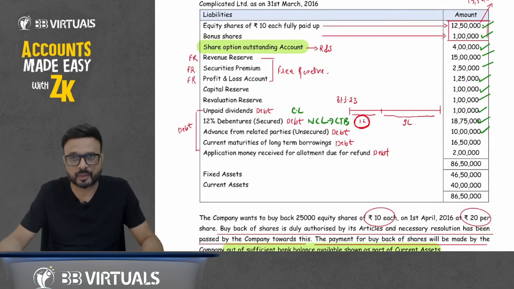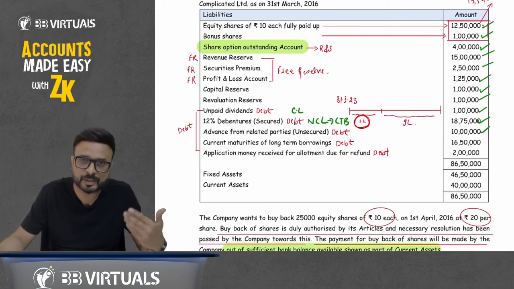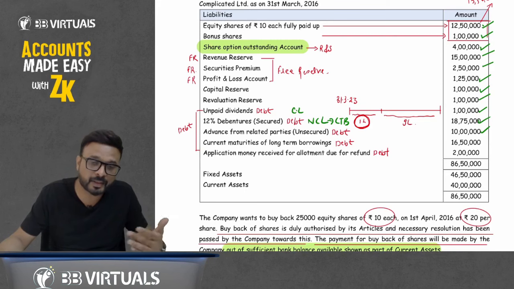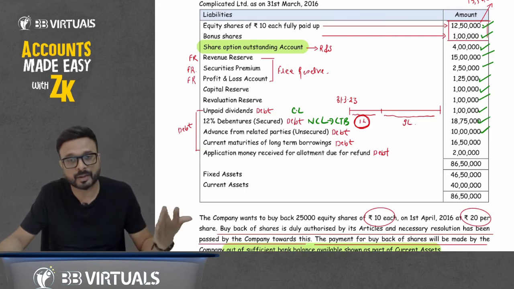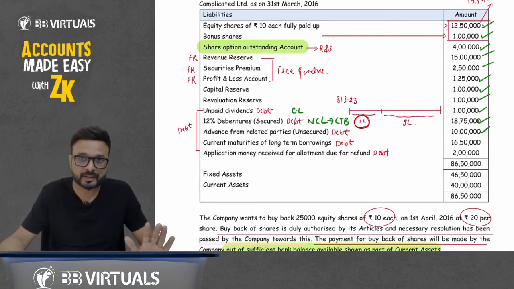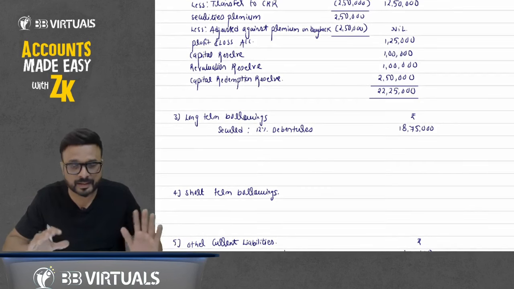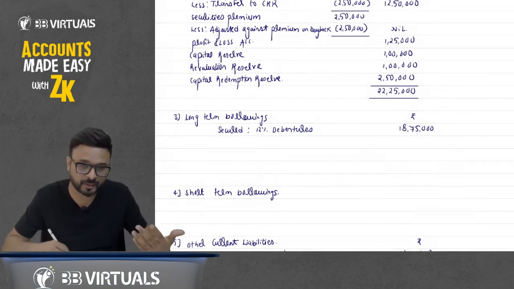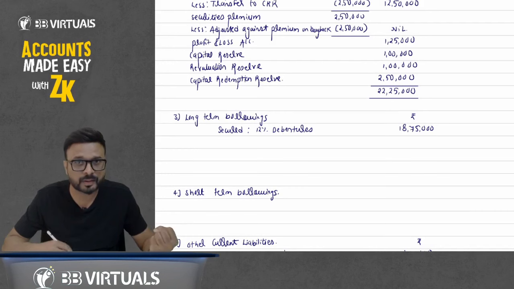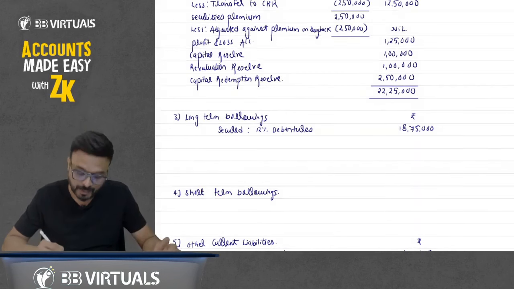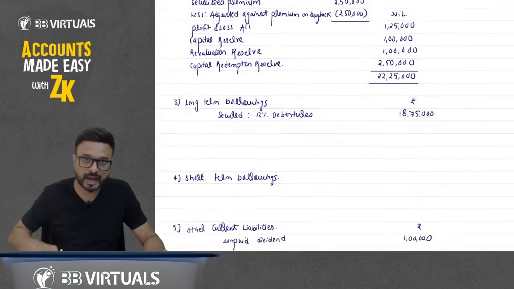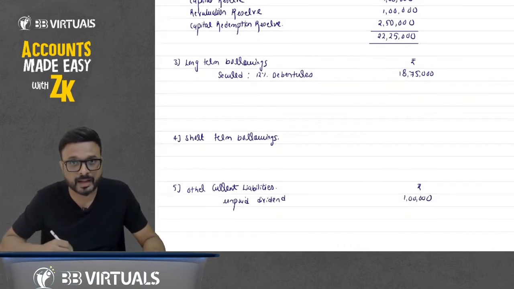It's an unsecured loan. It's a debt, we know that. But whether it's short term or long term, we don't know. The advance may be from the related party, it may be for long term, it may be for short term. It is not mentioned here. So we will assume that it's long term. If someone assumes that it's short term, then they can write it under short term borrowing. Both short term borrowing and other current liability come under the category of current liabilities.